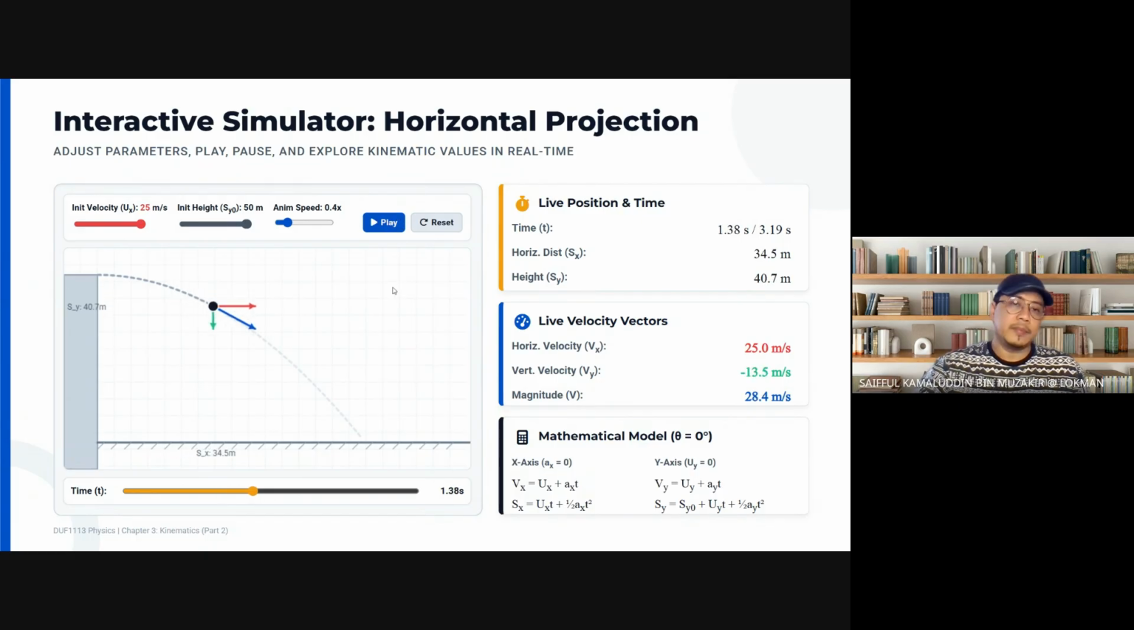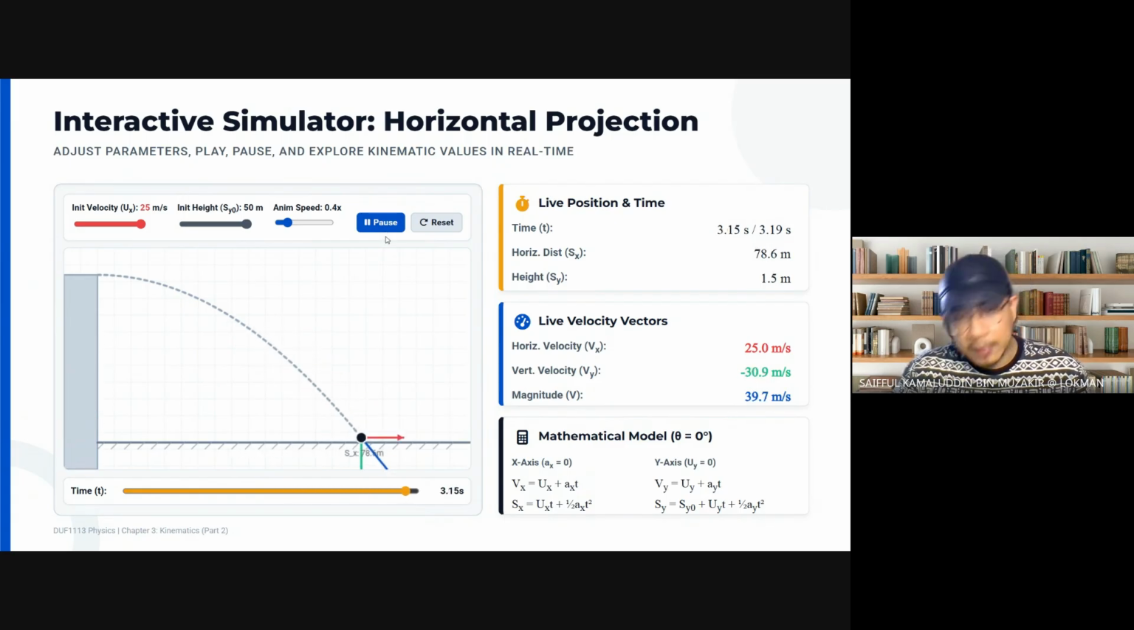Now look at the length of the green arrow. From small, it becomes bigger and bigger. Now look at the red arrow. Red arrow means the X component. See, it maintains its direction and also its magnitude, because it isn't affected by the gravitational pull downward. Only your UY and VY are being pulled downward, right?